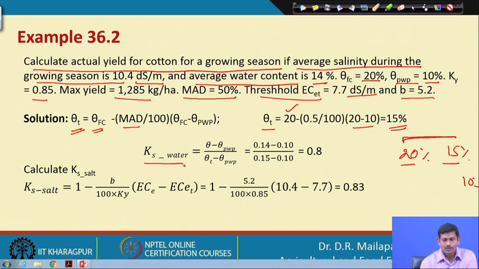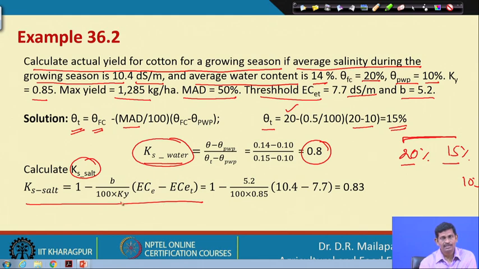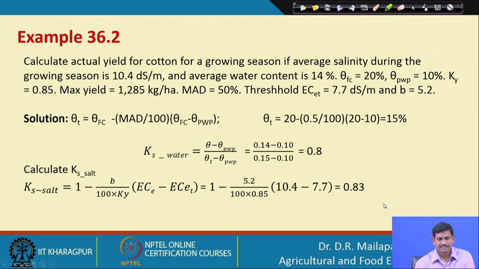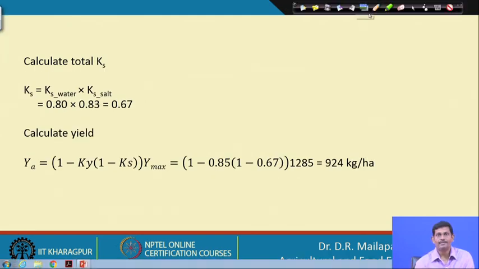Now, Ks water. You get the equation theta minus theta WP over theta T minus theta WP. Put in all the values and you get 0.8. This is the water stress coefficient. Now the salt stress coefficient: bring the equation here, 1 minus B by 100 into Ky into ECe minus ECt. The values are given, and putting in all the values, you get Ks salt as 0.83. Now, knowing these two stresses, you can get the combined salt and water stress.